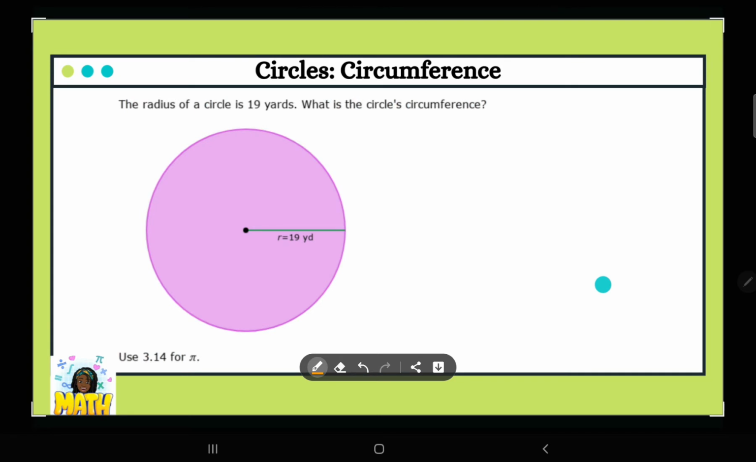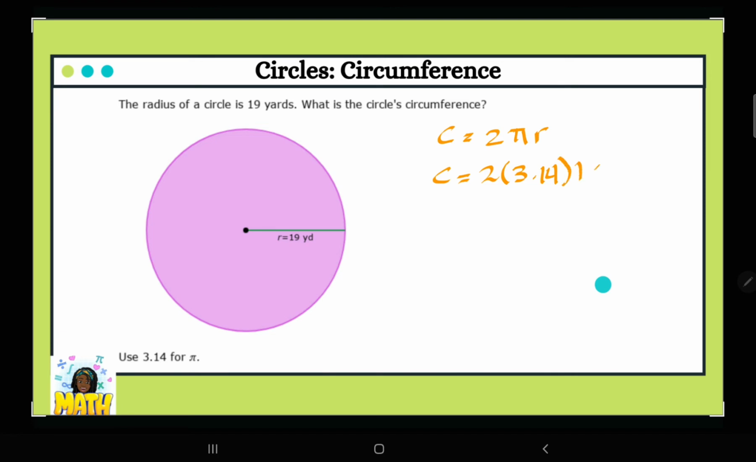The radius of a circle is 19 yards. What is the circle's circumference? Here you can choose to use whichever formula you're most comfortable with. I'm going to use C equals 2 pi r for this example. So let's go ahead and substitute. And again, we're using 3.14 to represent pi.